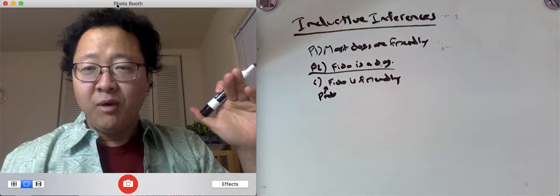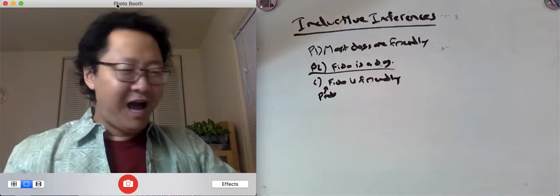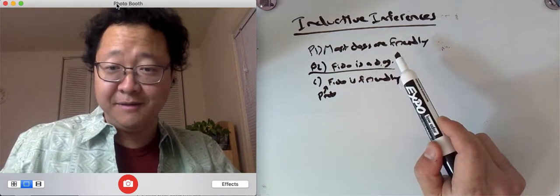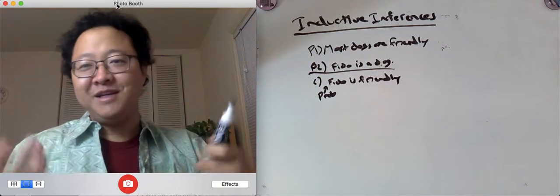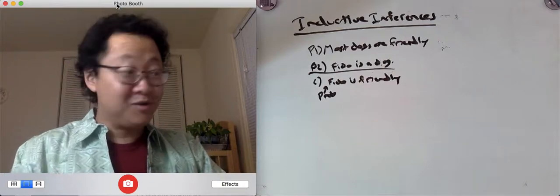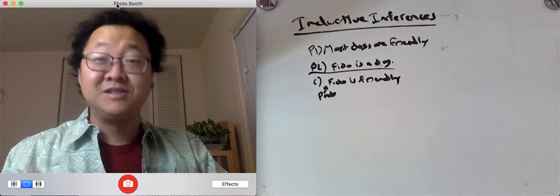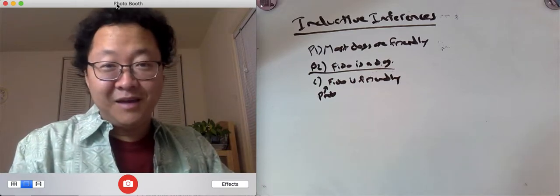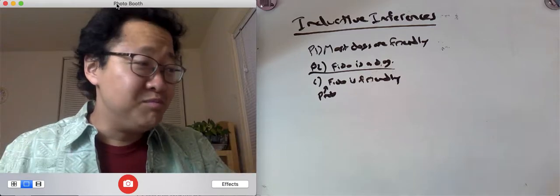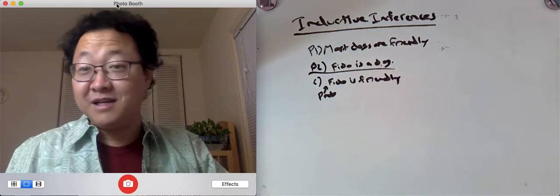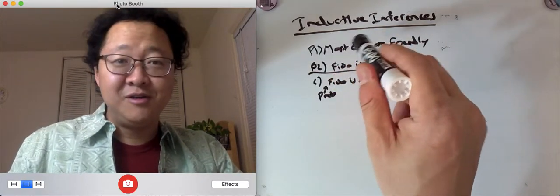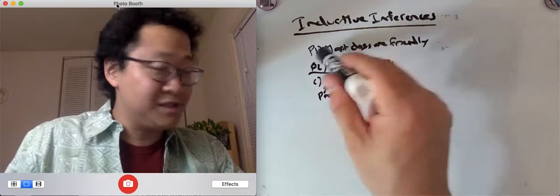Now, one question is, how does someone come to know premise 1, that most dogs are friendly? That's what inductive inferences are about. Normally the way it happens is you grow up and you've seen a lot of dogs. Some are friendly, you meet a few angry ones, but you notice that in your experience, most, over 50% of the dogs have been friendly. And inductive inferences are how we come to know a proposition like premise 1 is true.